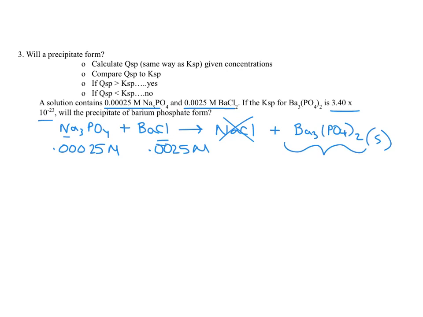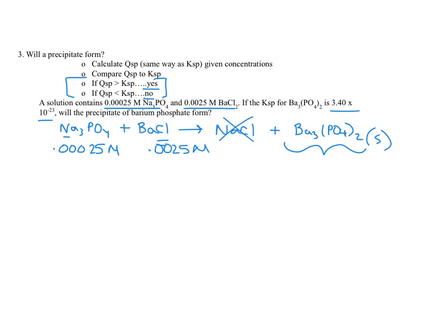Now, this is going to be kind of like our equilibrium questions where we figure out if it's at equilibrium or not. We're going to calculate Q instead of K, and if Q is greater than K, then yes, there's going to be a precipitate, because that means you have enough ions to react. If Q is less than K, then no, there's not going to be a precipitate that's formed.